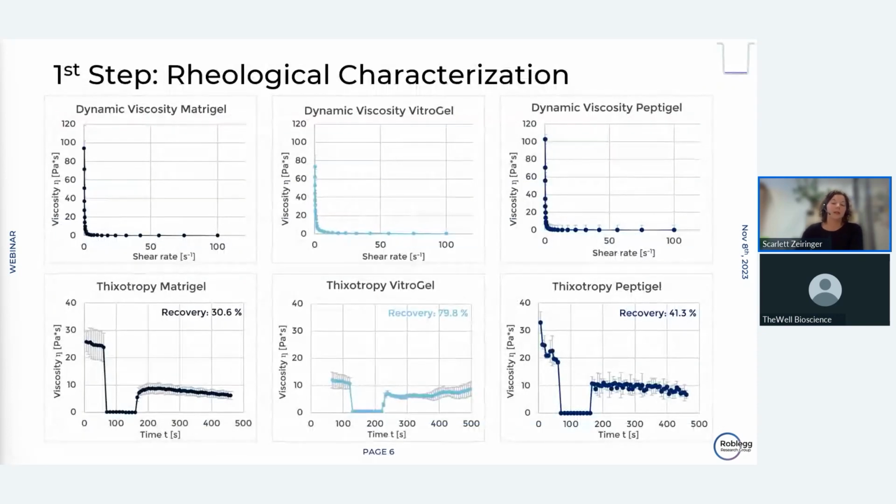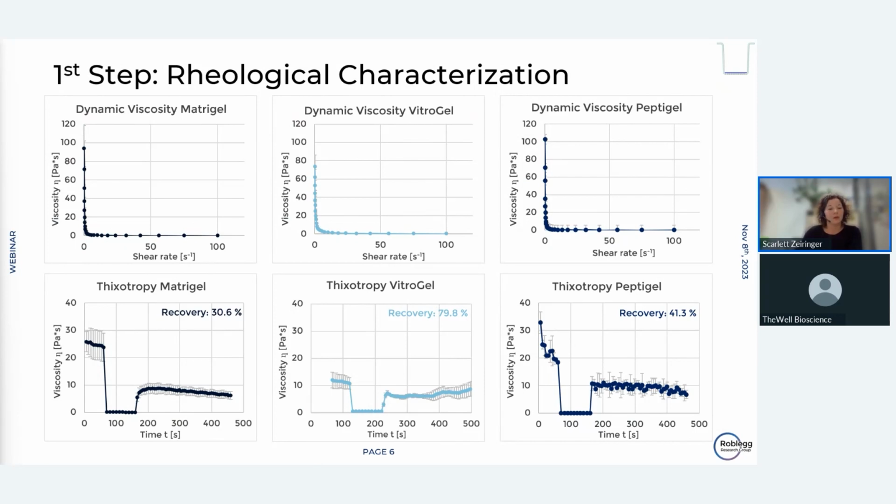As the intestinal tissue is under constant pressure due to peristaltic movements, the ECM substitutes for in vitro development need to withstand certain shear forces. If you look at the dynamic viscosity, all 3 gels show a starting viscosity in the same area between 79 and 103 Pascal seconds. And they show shear thinning behavior above a shear rate of 7.5, which is in accordance with data found in the literature.